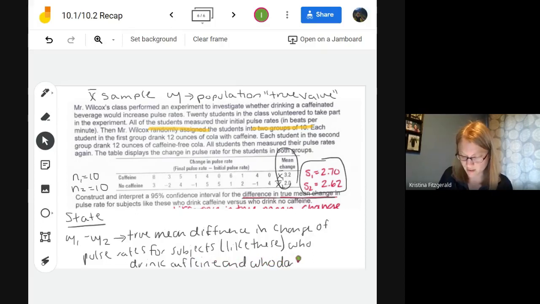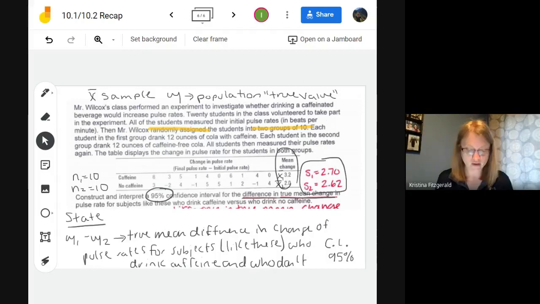So that's basically just copying the words. The state part is like, okay, what is the difference that we're trying to examine and create an interval for? What are we trying to estimate? And then we just have to report our confidence level. In this case, our confidence level is going to be 95%. So that's your state part, telling people what you're estimating, or creating an interval for, and how confident you are trying to be in that estimate.